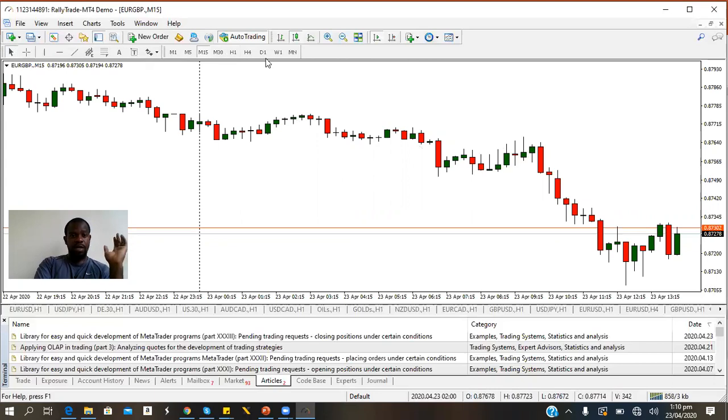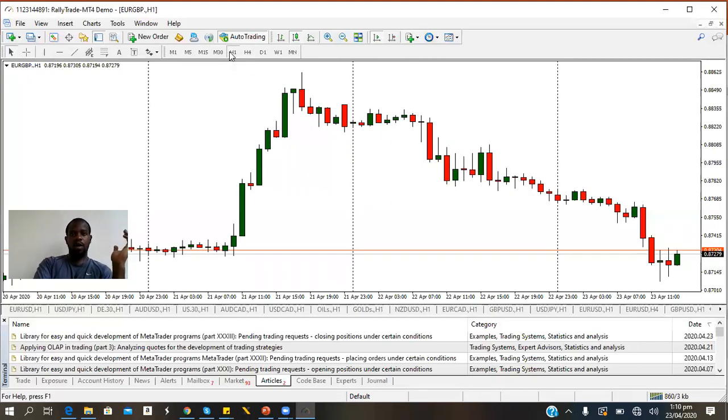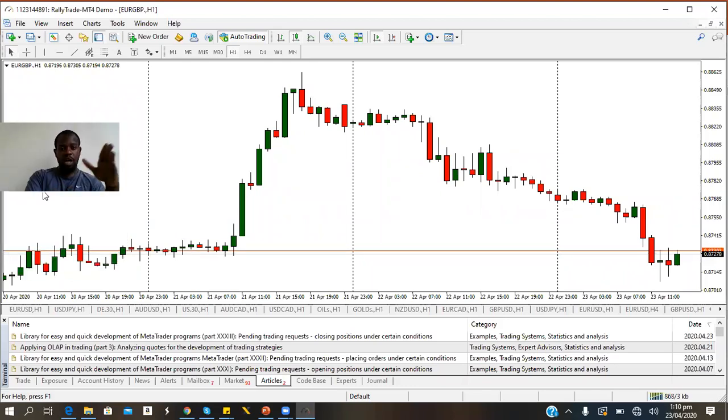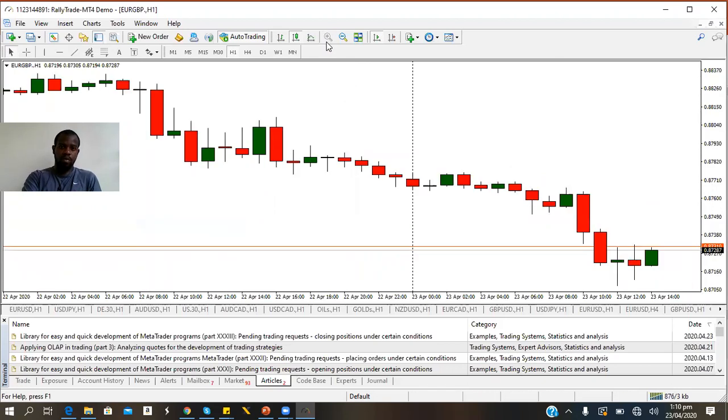So let me go back. I need a time frame to explain this. Let's do 1 hour. Let's explain the candlestick with the 1 hour chart. We can explain with every other chart we want. So how do we interpret this now? Let me zoom in much more.